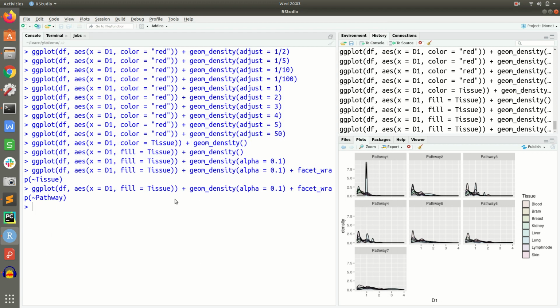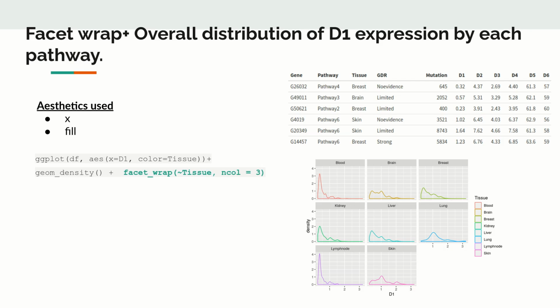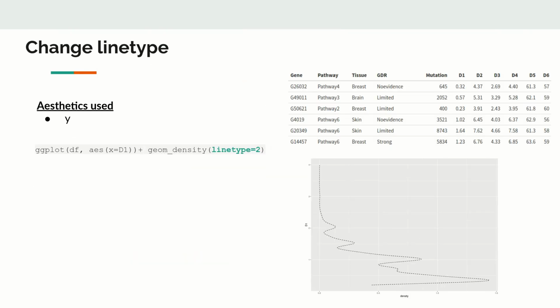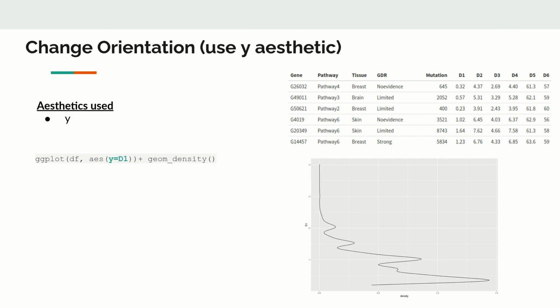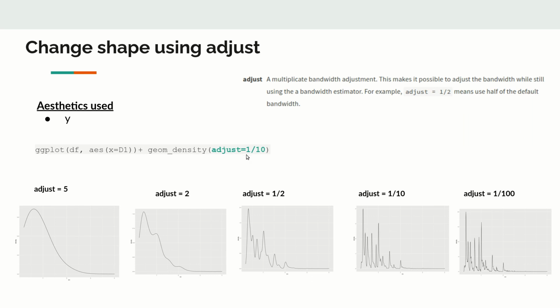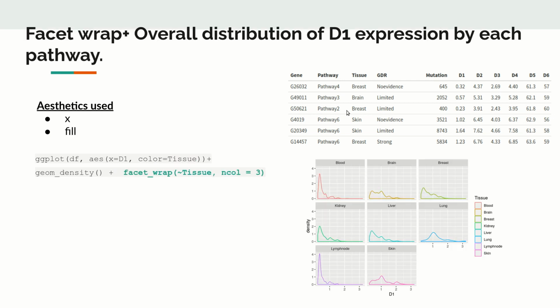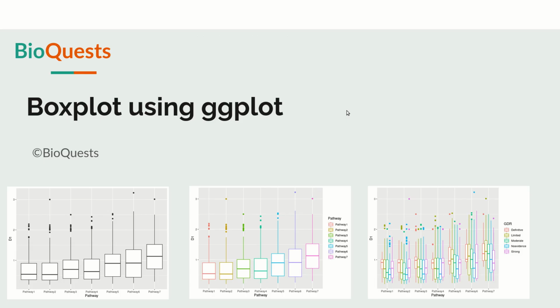So in summary, what we have seen is that the density plot is a very nice way of giving the shape property, and you can use the X or Y aesthetic, or the line type can be changed. We saw the kernel can be changed to change the shape. Similarly, the adjust parameter can be tuned to get a different shape of the distribution, and aesthetic mapping, color or fill, can be given, and we saw the facet wrapping. So that finishes the density plot.